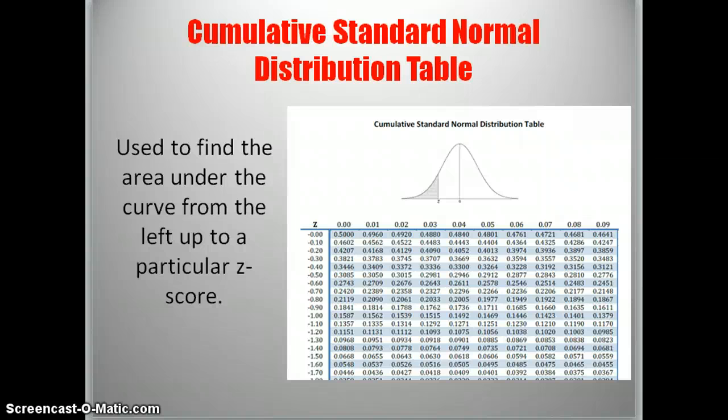Okay, at this point you probably have your table in front of you, and we're going to use that table to find particular z values. Now, we don't always want to find the area to the left of a z-score. Sometimes we want to find the area to the right, and sometimes we want to find the area between two z-scores. And again, this is all going to depend on the problem that we are working on.